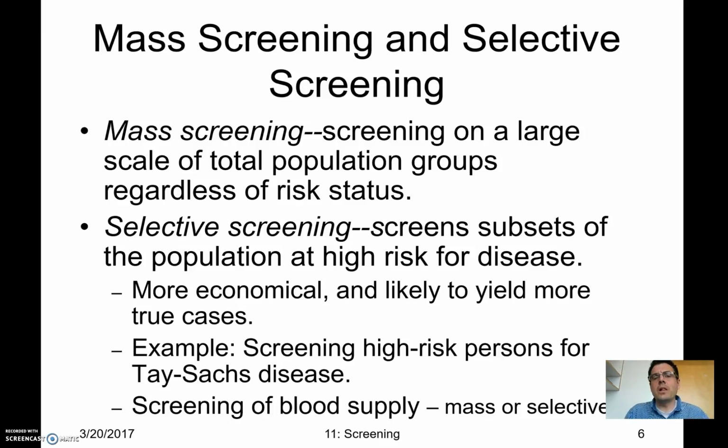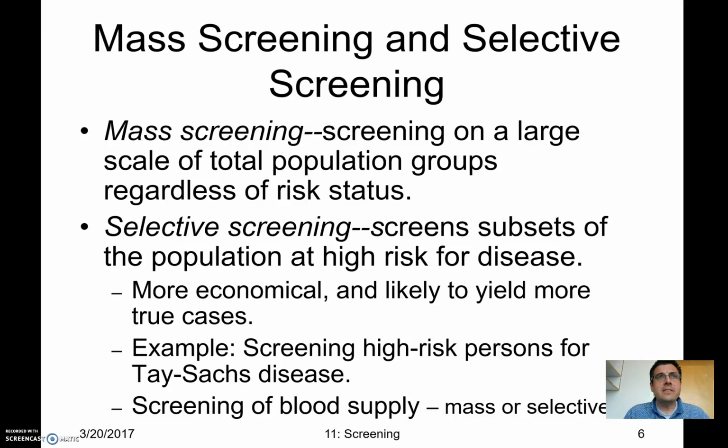And then there's the selective screening methods where you're actually just going and doing a subset of the population that may be at high risk for disease. Now, this is much more economical because you've now honed in on a population that you believe may be more at risk for developing this disease outcome. And you're not just testing everybody.